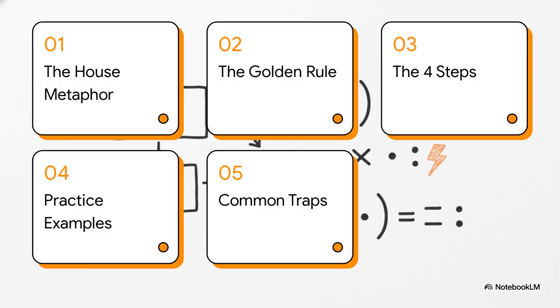So here's our roadmap for today. First, we've got the house metaphor, then the golden rule. Next, we'll cover the 4 steps, run through some practice examples, and finally, look at some common traps.